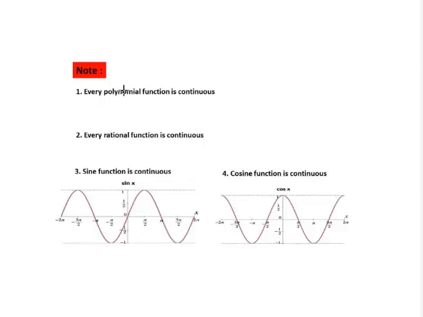Okay, now here are the 4 points we can say, and you can also prove that every polynomial function is continuous. You can take any polynomial function, let's say x cubed plus 3, or 2x plus 4. Every polynomial function will always be continuous. And every rational function is also continuous. Rational function means x squared plus 2 divided by 2x, or x plus 2 upon x minus 2.